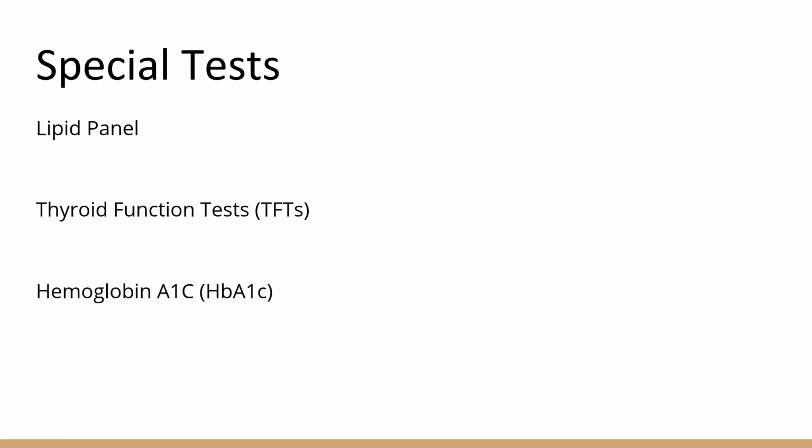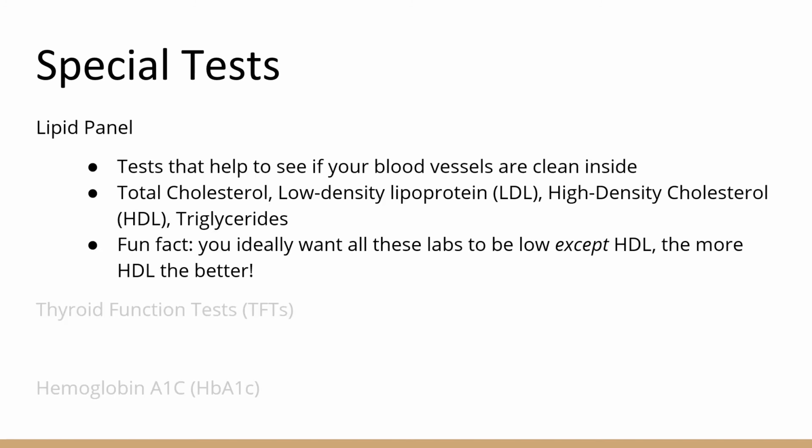Now onto the special tests. These include a lipid panel, thyroid function tests, and hemoglobin A1C, or HbA1c. There are many special tests, but we will focus on these three. Lipid panels are tests that help to see if your blood vessels are clean inside. This panel measures total cholesterol, low-density lipoprotein, or LDL, high-density cholesterol, or HDL, and triglycerides. Fun fact, you ideally want all these labs to be low except HDL. The more HDL, the better.